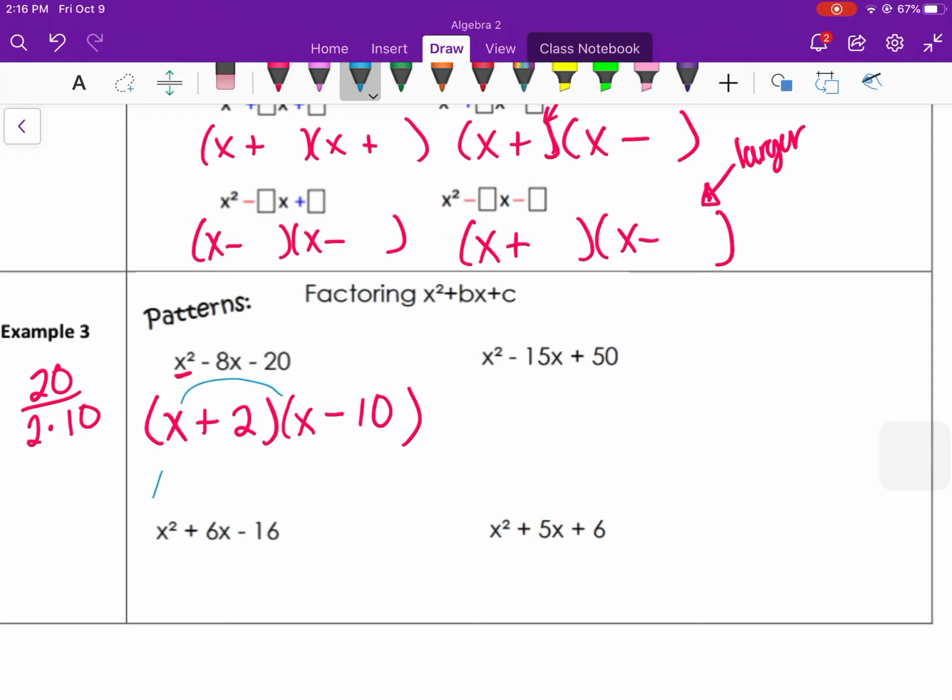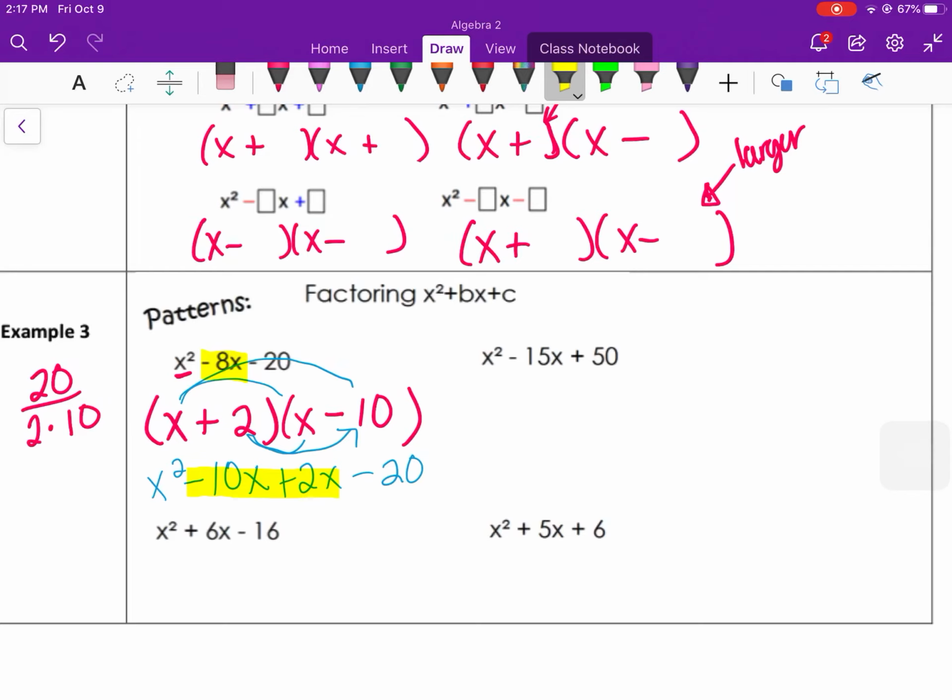When you multiply this back out, x times x is x squared. X times negative 10 is negative 10x. 2 times x is 2x. And 2 times negative 10 is negative 20. So there's the negative 20 at the end. And then right here, negative 10x plus 2x is giving me my negative 8x.